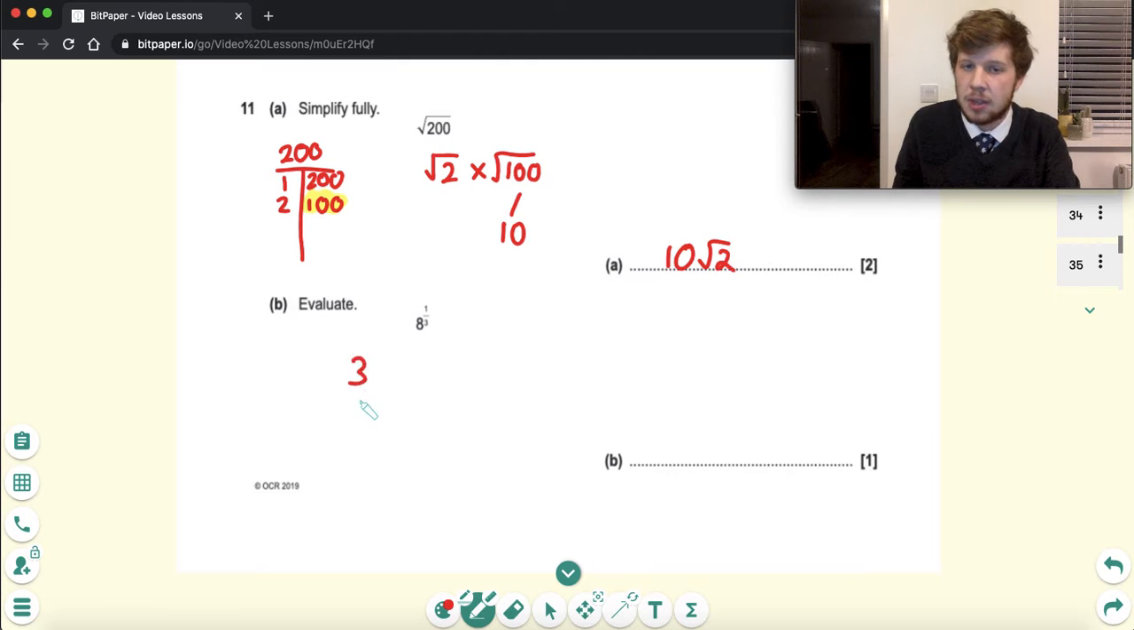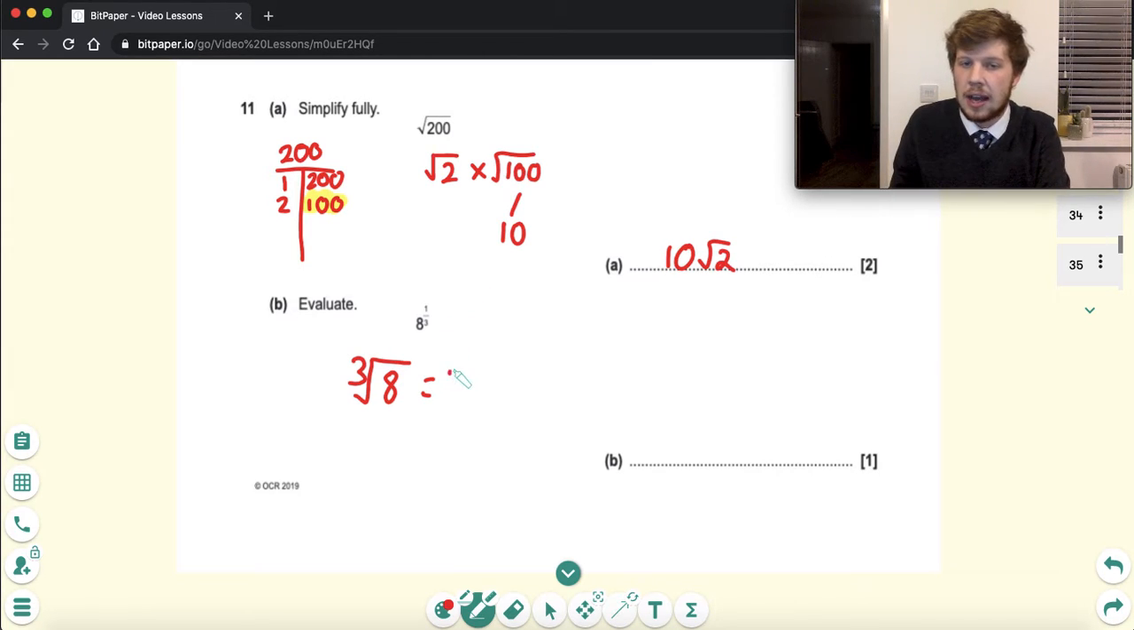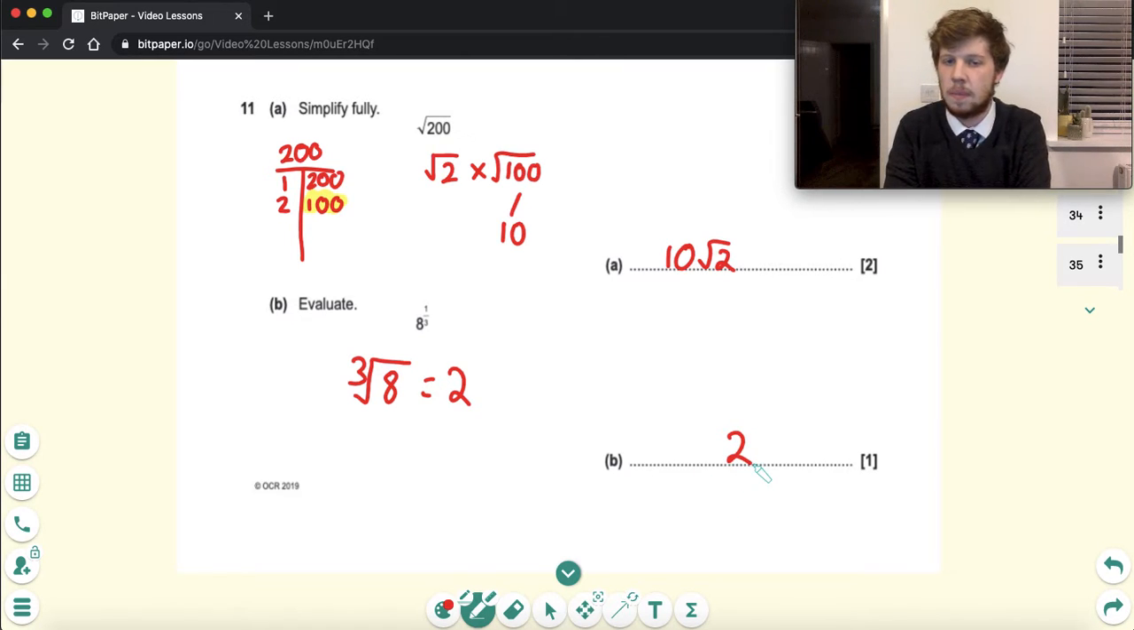So therefore I am looking for the cube root of 8. So I'm looking for what value, when I multiply by itself and itself again, would give me 8. And looking through our list of cube numbers, we should hopefully get that value to be equal to 2, because 2 times 2 times 2 is 8.